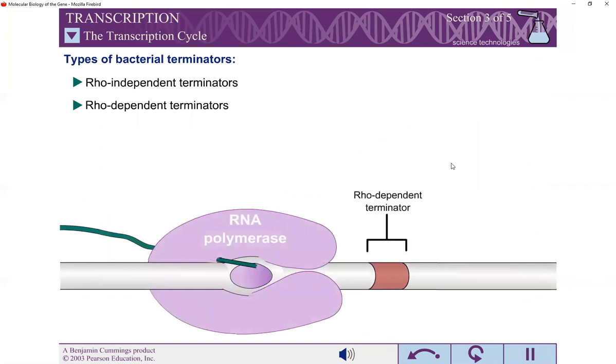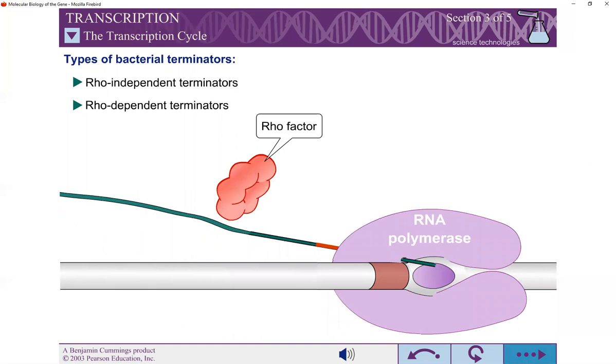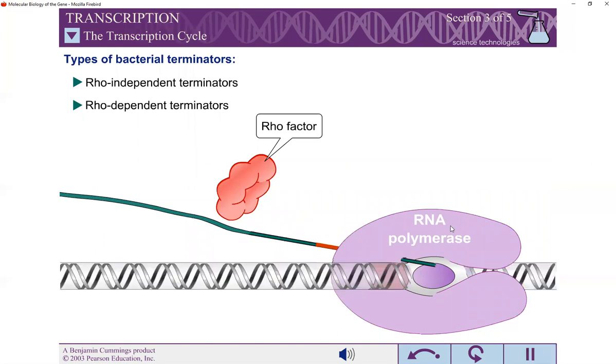Rho-dependent terminators are less well characterized, but optimally consist of stretches of about 40 nucleotides that do not fold into a secondary structure in the RNA transcript. Rho-dependent terminators require the action of the Rho factor, a ring-shaped hexameric protein. Rho-dependent transcription termination requires a factor referred to as the Rho factor. The Rho factor binds to the mRNA molecule and terminates the process of transcription. How it terminates transcription, we have to see.